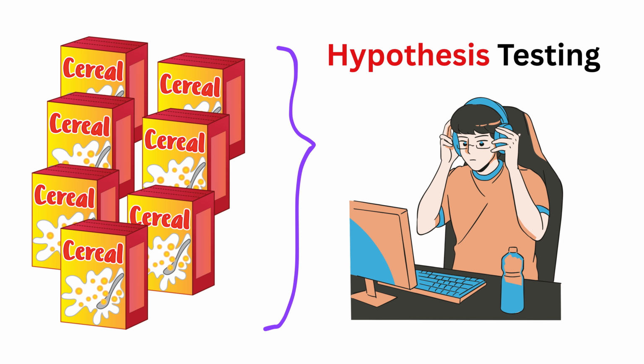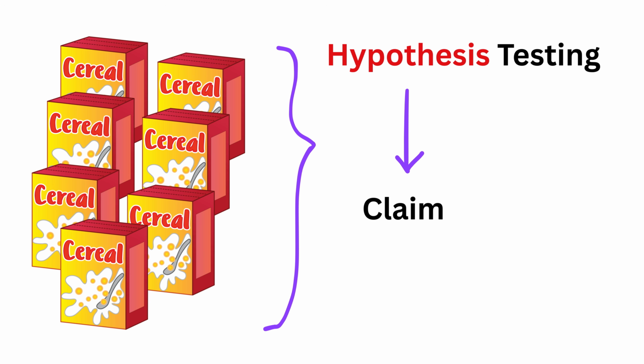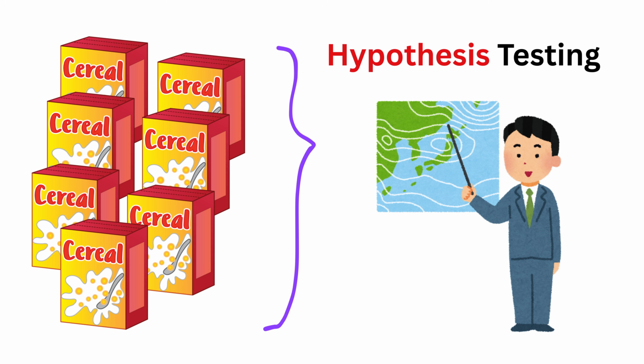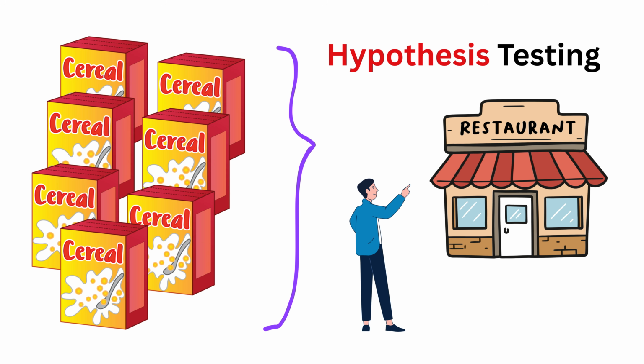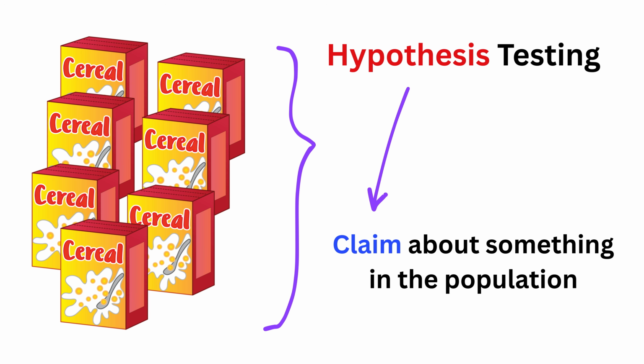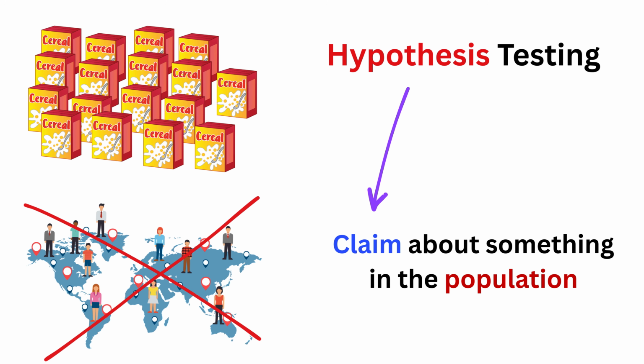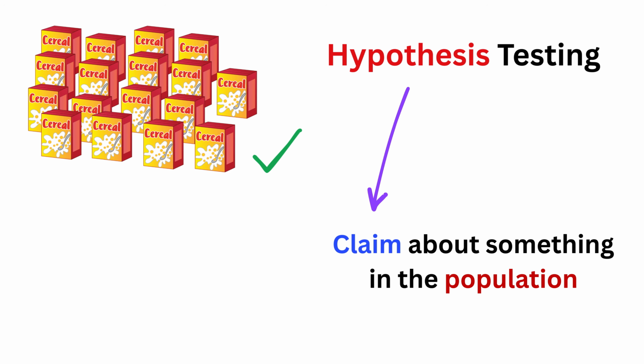All right, let's begin. In everyday language, a hypothesis is just a statement or a claim, like saying, "I think it's going to rain today," or "This restaurant always gives extra fries." In statistics, a hypothesis is a claim about something in the population. Now, what's a population? In statistics, during hypothesis testing, the population is not people in a country, but rather the entire group we're interested in. If you're testing cereal boxes, then your population is all the cereal boxes the company makes.